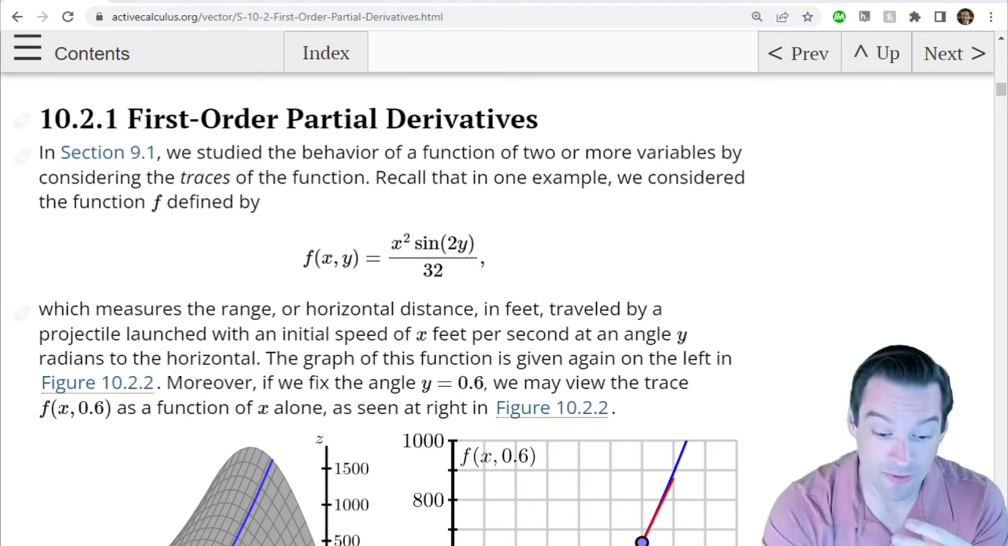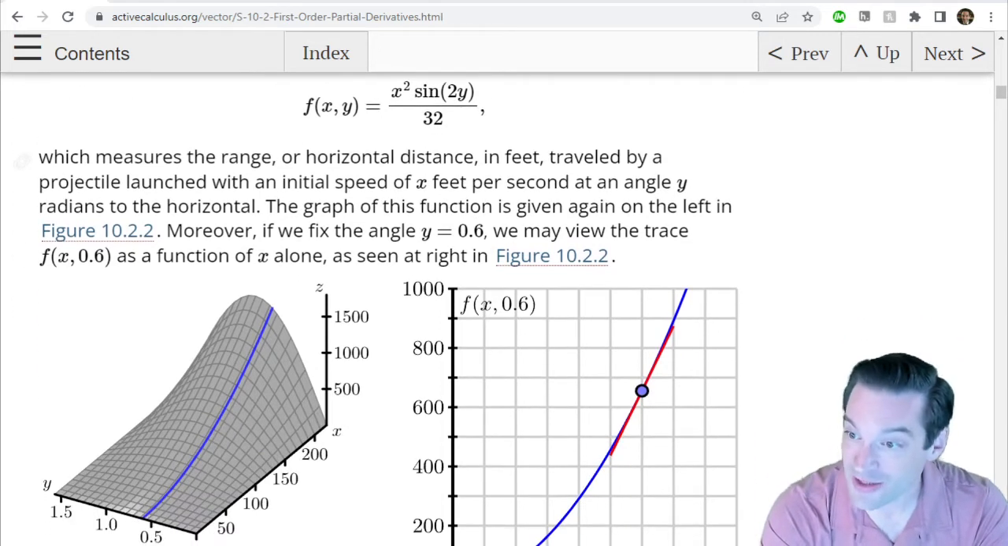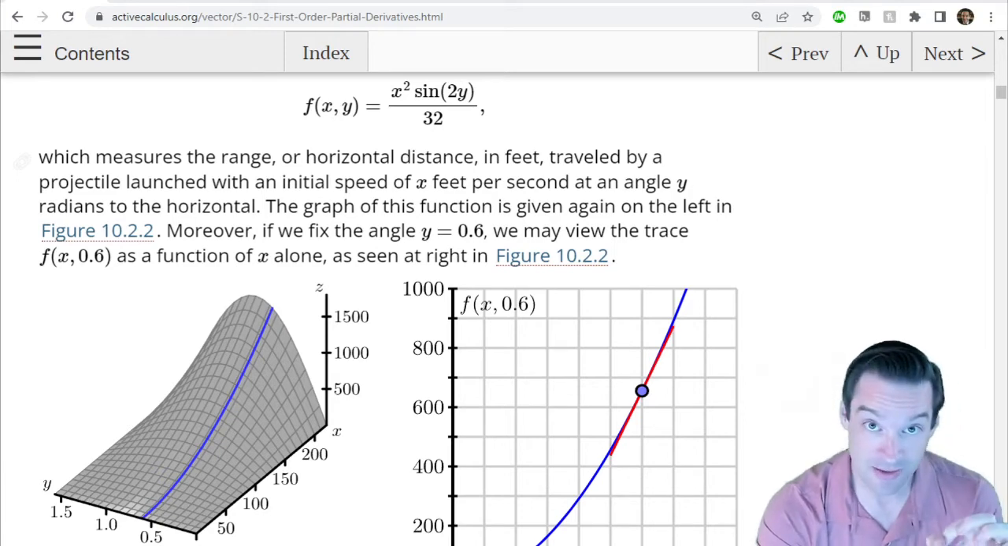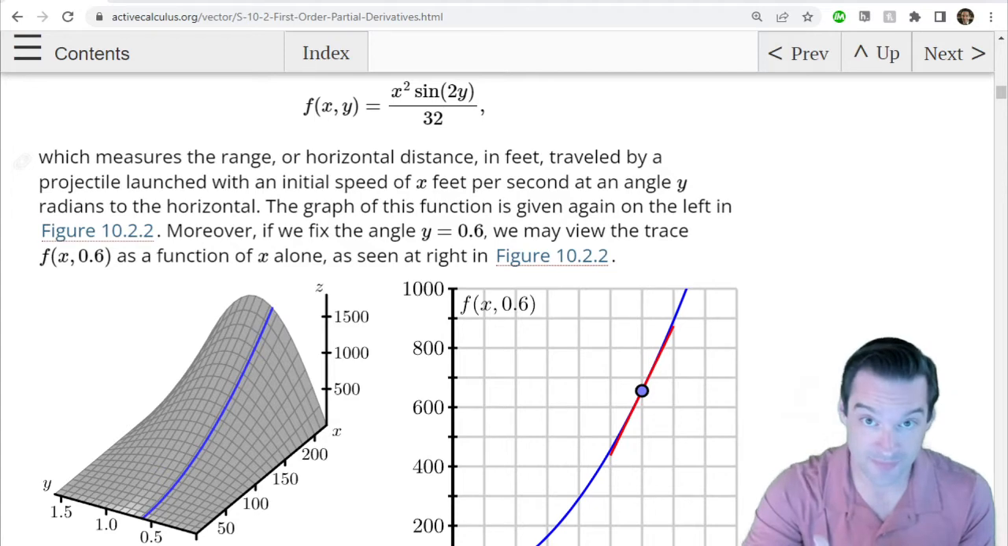So what is a first-order partial derivative of a multivariable function? Well, inspired by our preview activity, we can define a partial derivative of a single variable function as exactly the slope of a tangent line to a vertical trace parallel to one of the coordinate planes of the graph.